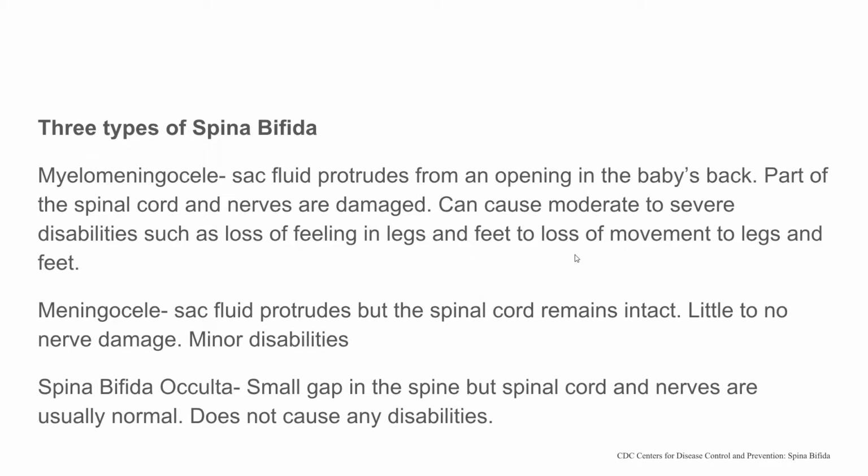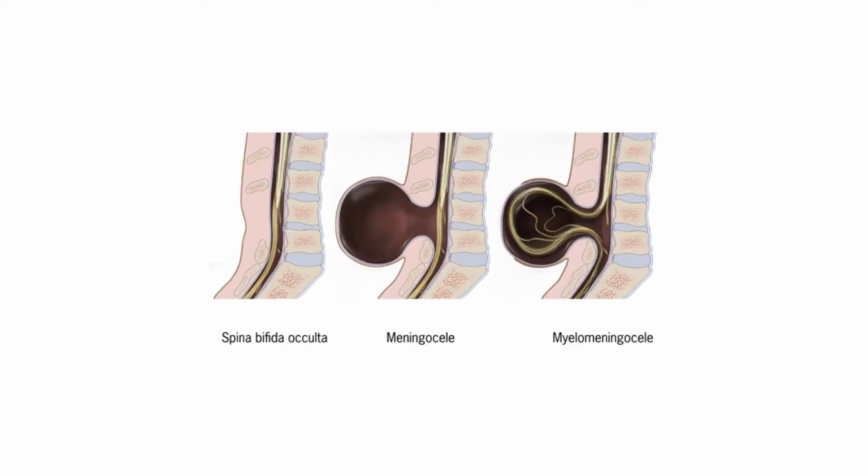It can cause loss of movement in legs and feet. Meningocele is a sac of fluid that protrudes, but the spinal cord remains intact. So this one has minor disabilities, and spina bifida occulta is the least severe, having no disabilities. So here's just an illustration of that.